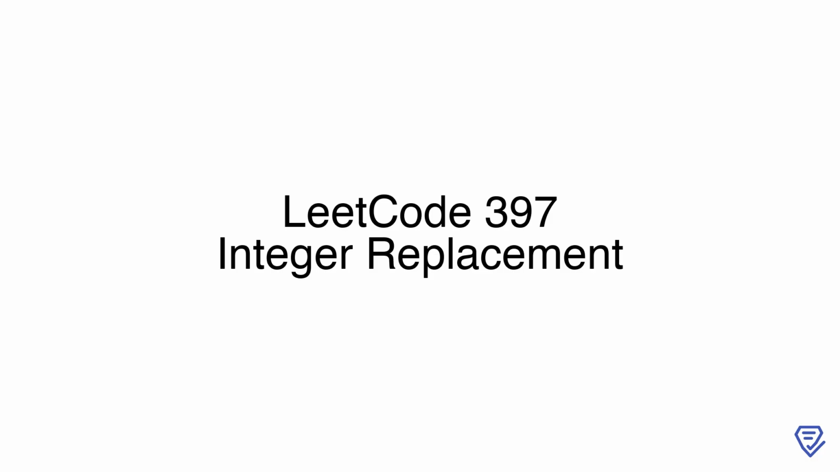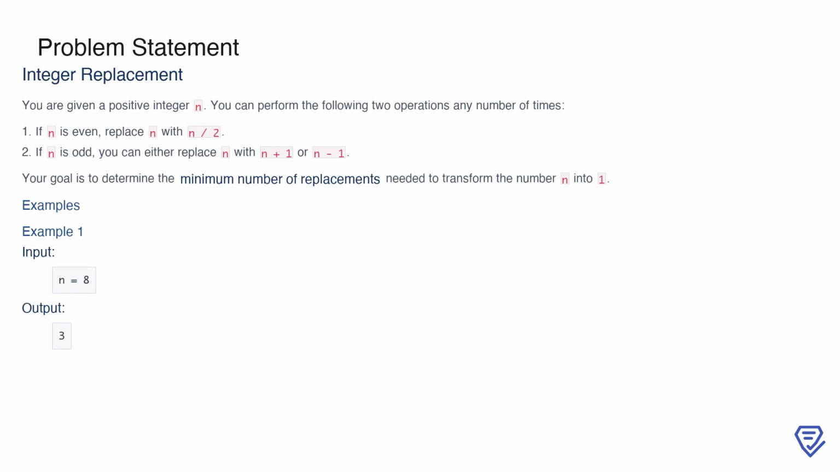Let's get started. In this problem, you're tasked with transforming a given positive integer, n, into the number 1 using the fewest number of steps possible. You can achieve this by performing one of two operations repeatedly. If n is even, you divide it by 2, and if n is odd, you have the choice to either add 1 to n or subtract 1 from it. The challenge lies in deciding the most efficient operation at each step to minimize the total number of replacements.